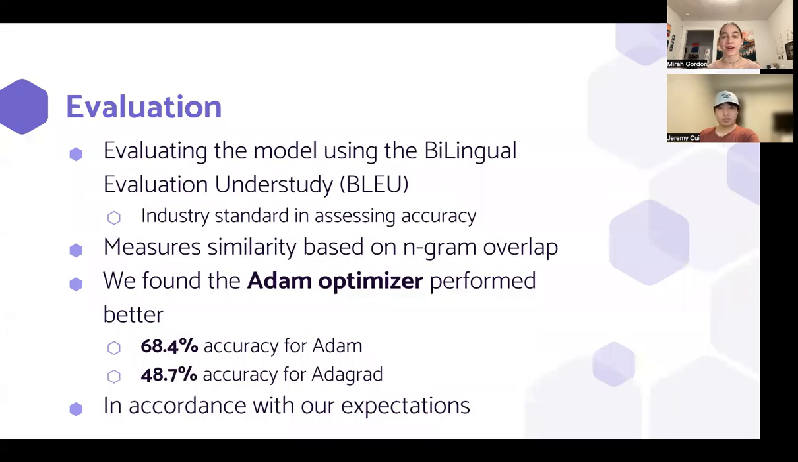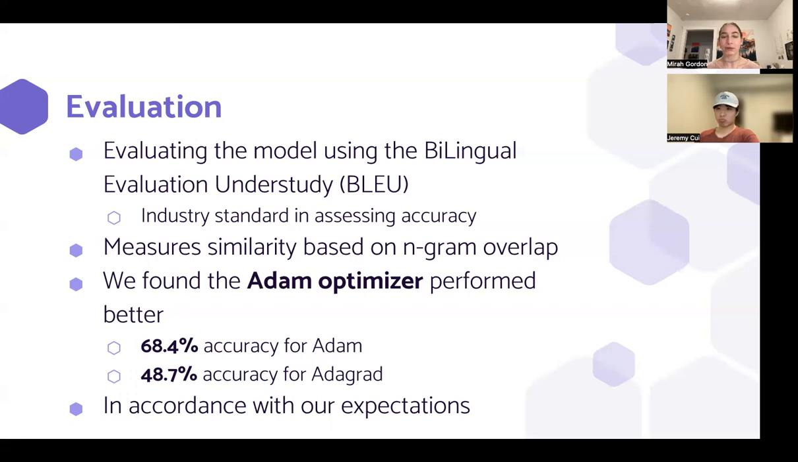And then in terms of evaluation for our model, we used the bilingual evaluation understudy, or BLEU, which is the industry standard for assessing the accuracy of translation models. It does so by taking the translation and the reference file and measuring the similarity of the two based on the n-gram overlap between the files, assigning a score in the range of 0 to 1, with 1 being a perfect match between the source and target.